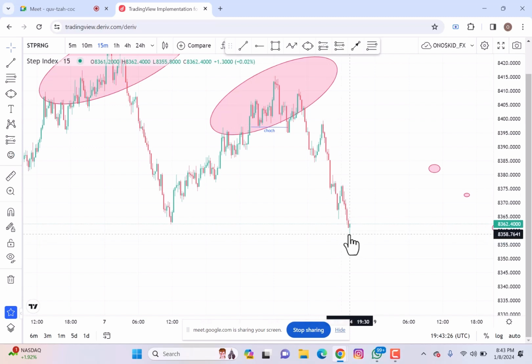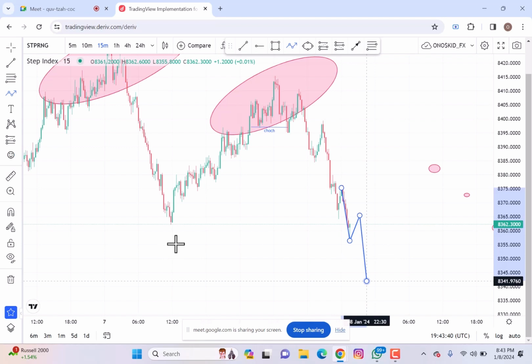So currently the market has created a lower low. We are expecting a push to the upside, and then the market should do something like this. So this is what we are expecting. So this is how transition will help you.